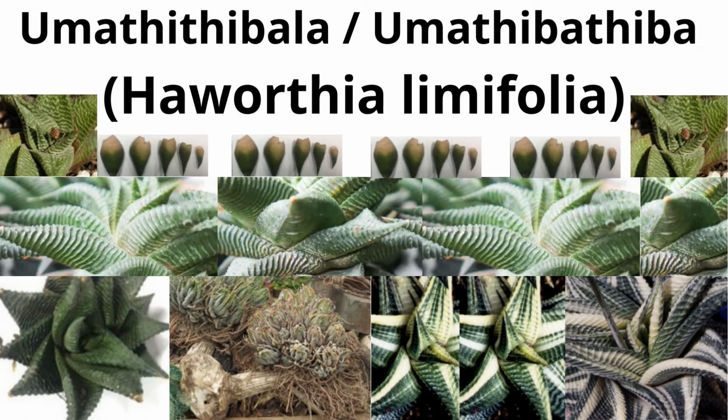Umathithibala is planted by different groups of people for different reasons. In general, Umathithibala can be planted for spiritual, medicinal, ornamental, and ecological reasons. Unlike other plants, the uses of Umathithibala are not just limited to the plant's different parts, namely the roots and the leaves, but Umathithibala, the entire plant, is useful.